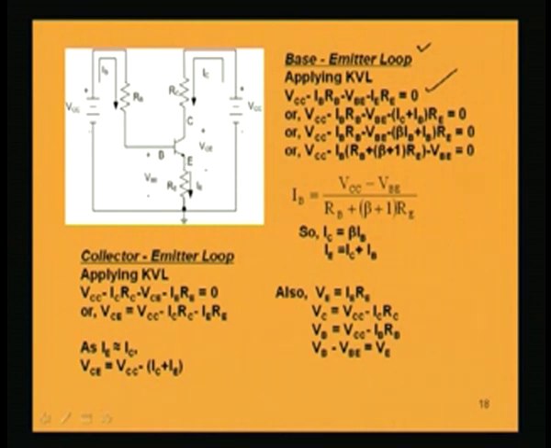Now, simplifying this expression a little, I can represent IE by IC plus IB. Representing IE by IC plus IB, I can take IB common, because IC again can be written as beta times IB. So, finally what is obtained is VCC minus IB times the bracket RB plus (beta plus 1) RE, minus VBE, equal to 0. So, what is the expression for IB? IB is VCC minus VBE divided by RB plus (beta plus 1) RE.